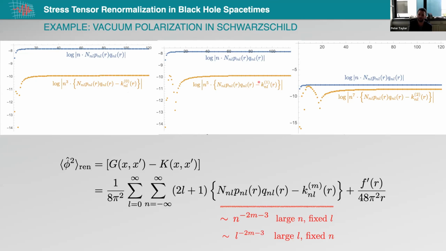Similarly over here, if I subtract at order 1, so we take all of the terms in the Hadamard parametrix up to order 1 and subtract, I get something that goes like 1 over n to the 5. And this plot here shows what you get when you subtract everything up to order 2 in the Hadamard parametrix. It does exactly what you'd expect. It converges like 1 over n to the 7. So very, very rapid convergence that we have complete control over.